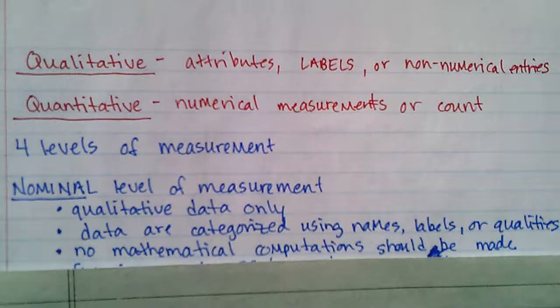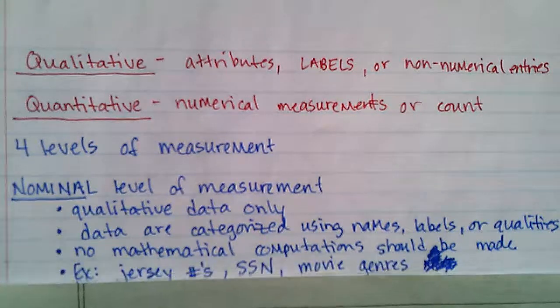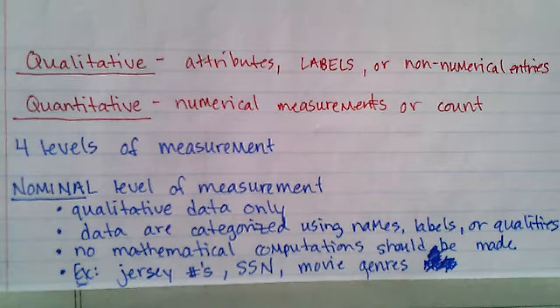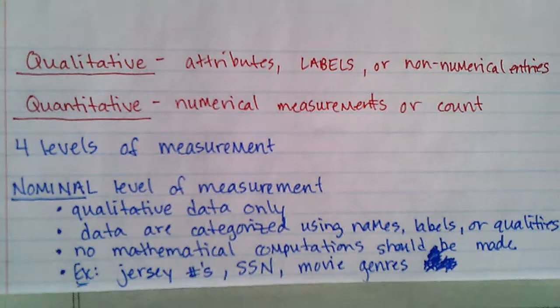No mathematical computations should be made. So it makes no sense to take my social security number and add it to your social security number because that's not going to be a meaningful computation, nor would it be advantageous to find the average social security number. So these numbers are just used as labels. Some other examples would be jersey numbers. We've already referred to social security numbers, movie genres, like I said, political party, gender, etc.